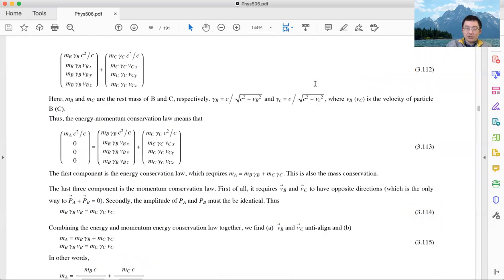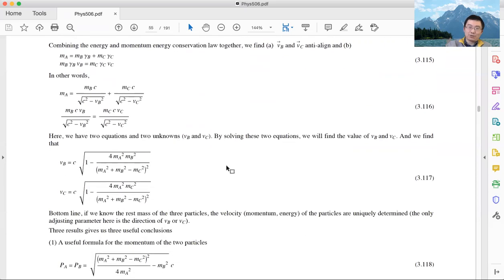The number of equations and the number of unknowns are precisely equal to each other. So we have a unique solution. But if we consider more complicated decays, say three-body or four-body decay, this is not generically true. So this is only true for two-body decay. Nevertheless, if we have a two-body decay, the velocity of particle B and the velocity of particle C can be solved by solving these two equations.